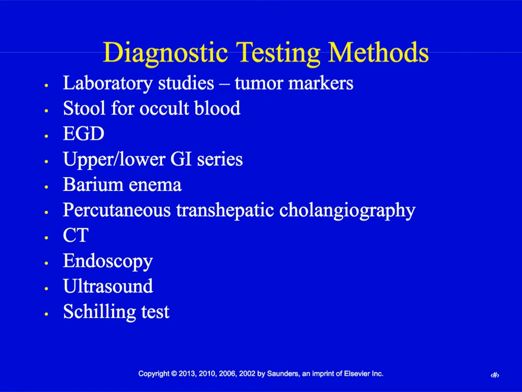An upper GI series is an x-ray visualization from the mouth to the duodenal junction. The duodenum is the first part of the small intestine, so we can see the upper part: the mouth, esophagus, and stomach to the duodenum. And usually it's done for structural or functional issues of the esophagus.